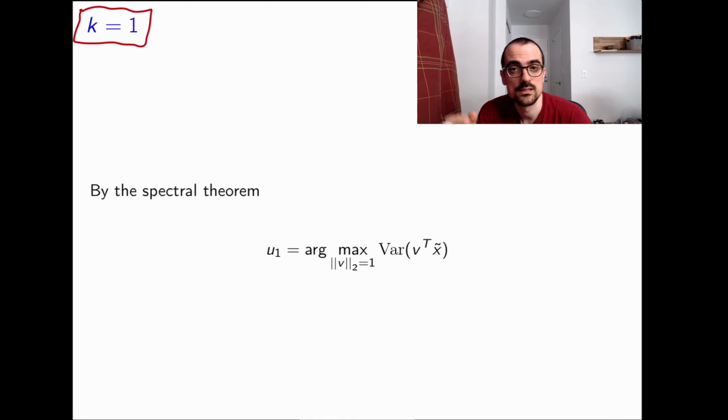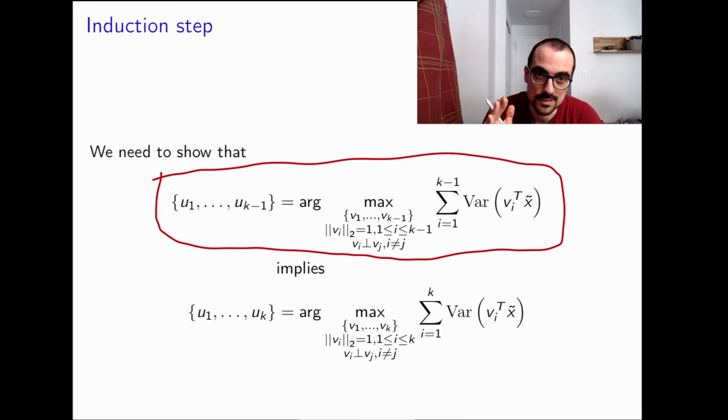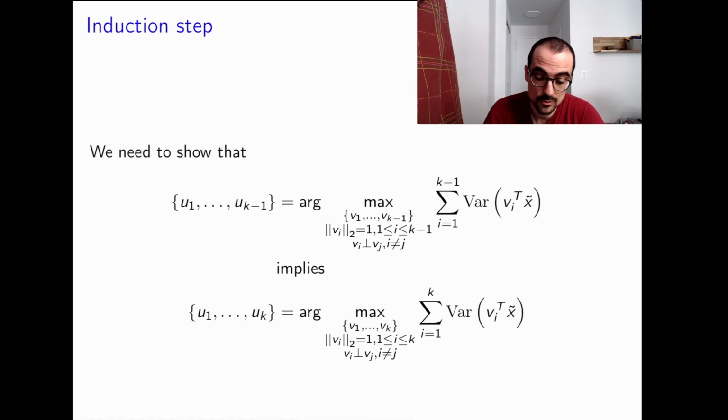Now, to prove that this sum of variances is maximized by the first k principal directions, what we're going to prove is that if this is true for the first k minus 1 principal directions, then it is also true for the first k principal directions. And because we have proved it also for 1, if we prove this, then 1 will imply 2, 2 will imply 3, 3 will imply 4, and we will have proved this for any k. And that's essentially induction, in case you didn't remember.